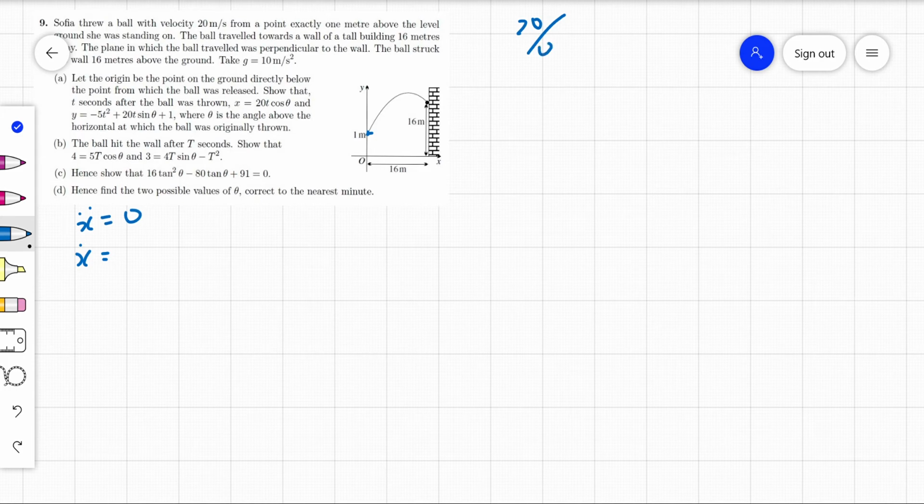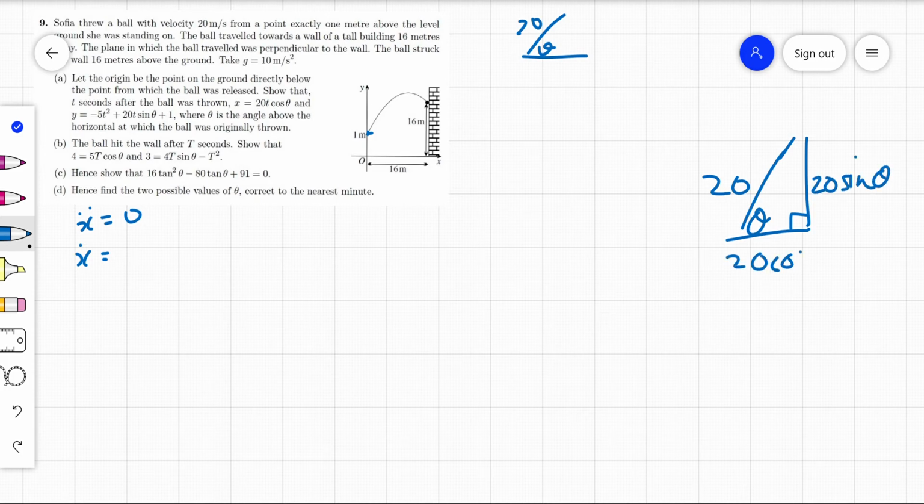Whoops, that should be a 20. Let me do it over here. So if that's theta, this will be 20 sine theta in the vertical direction and 20 cos theta in the horizontal. So in the horizontal, we have 20 cos theta. And then x, when we integrate that, is 20t cos theta. We're starting at 0, so our c would be 0, so it's just that.